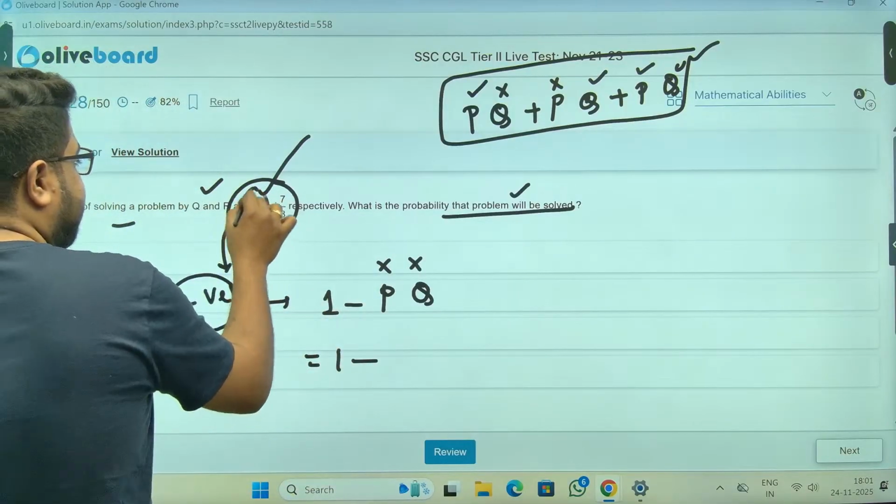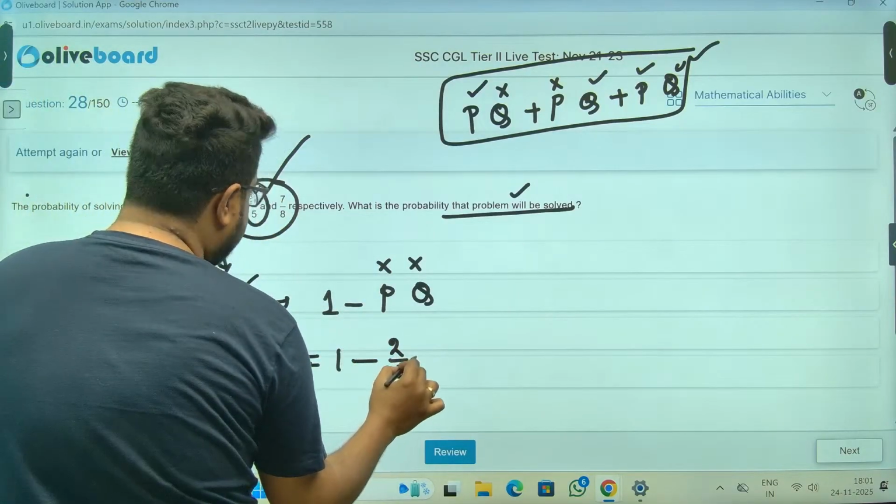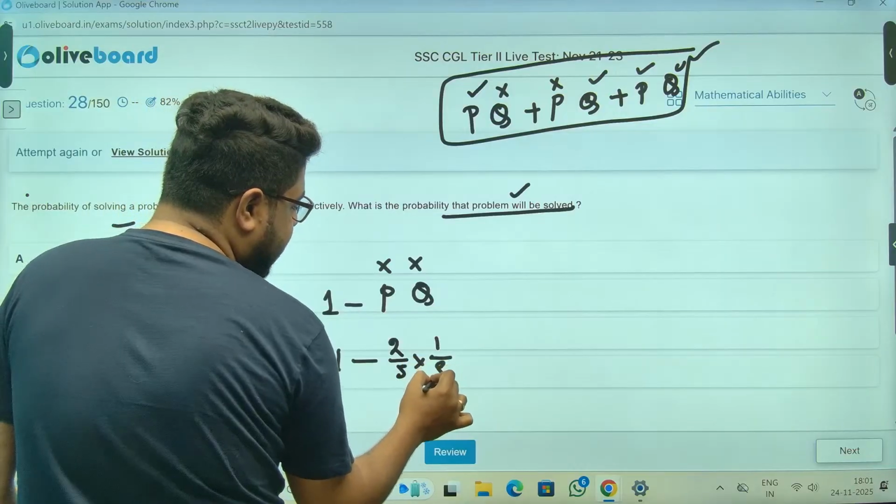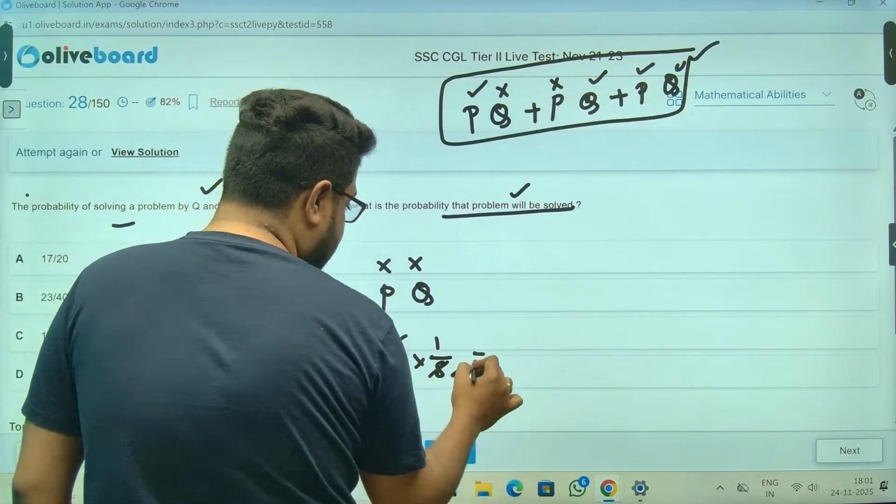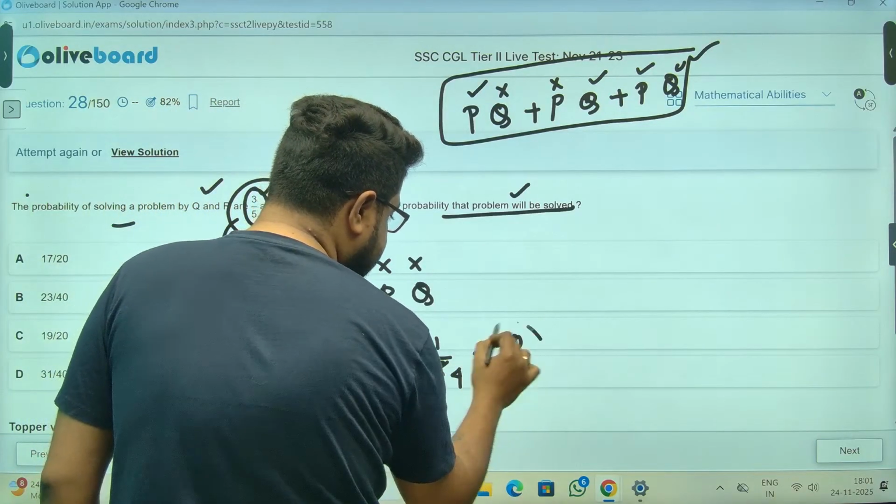Sir, 3 by 5, they can solve it. They can't, it's 2 by 5. 7 by 8, so this will be 1 by 8, they can't solve it. So this is 1 by 20, 19 by 20 is the answer, sir.